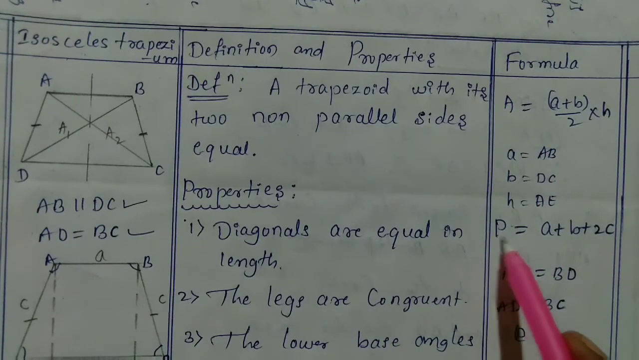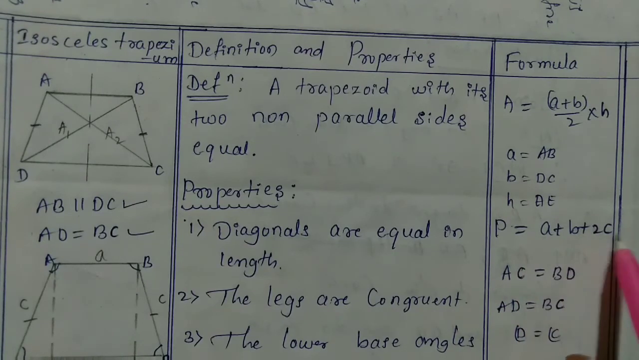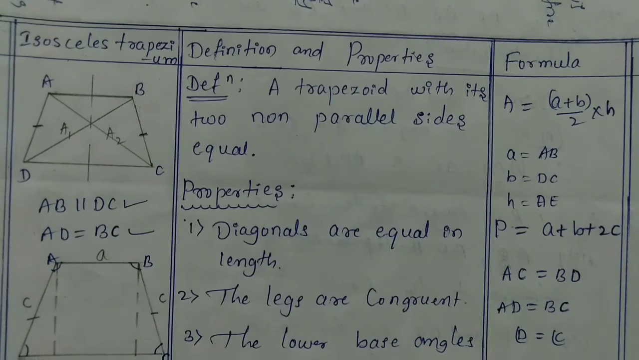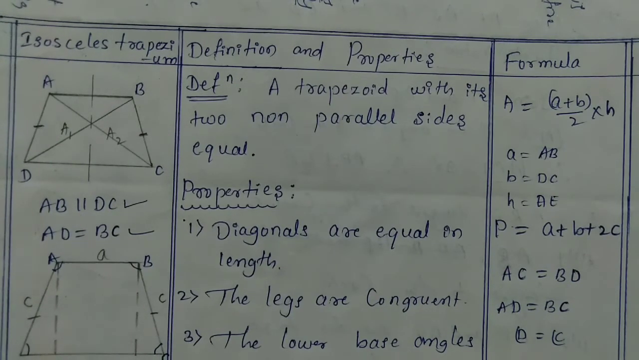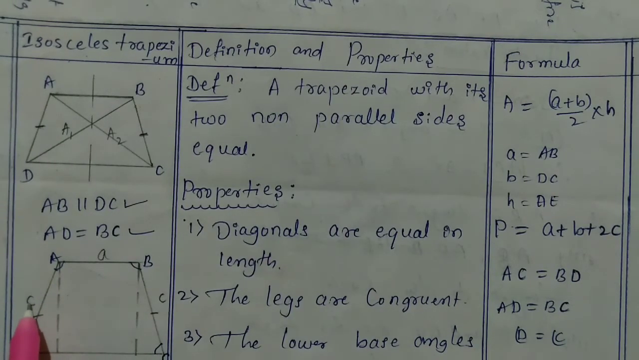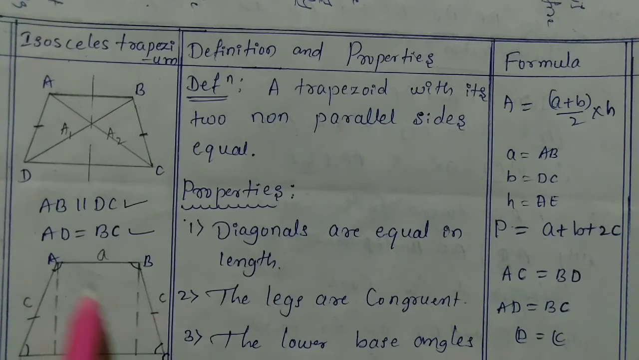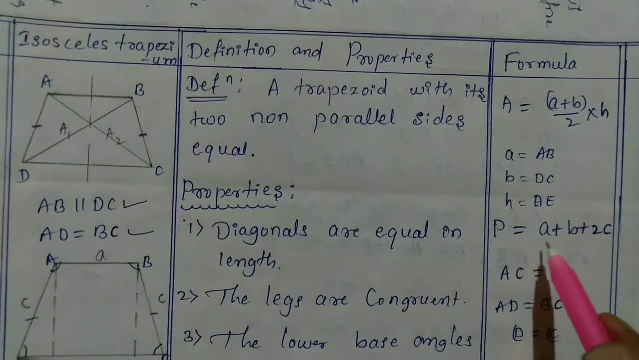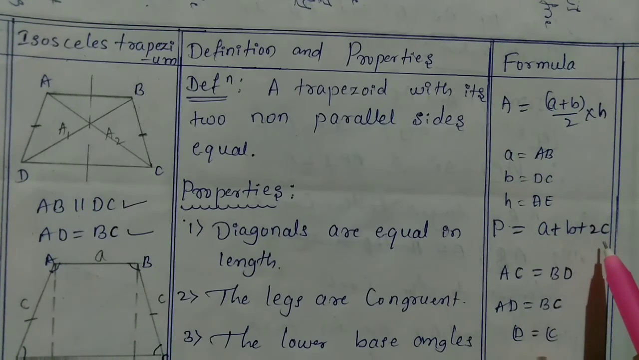Next, perimeter is equal to A plus B plus 2C. So here this is called A and this is called B, plus 2C means C plus C. Okay, so A plus B plus C plus C, you can write this as A plus B plus 2C.